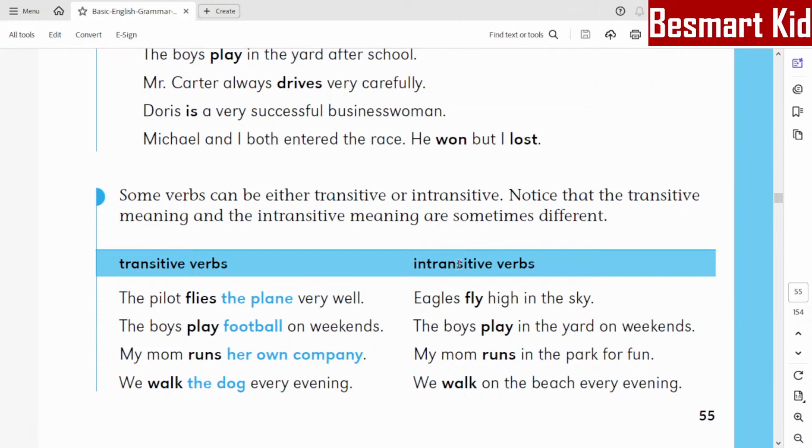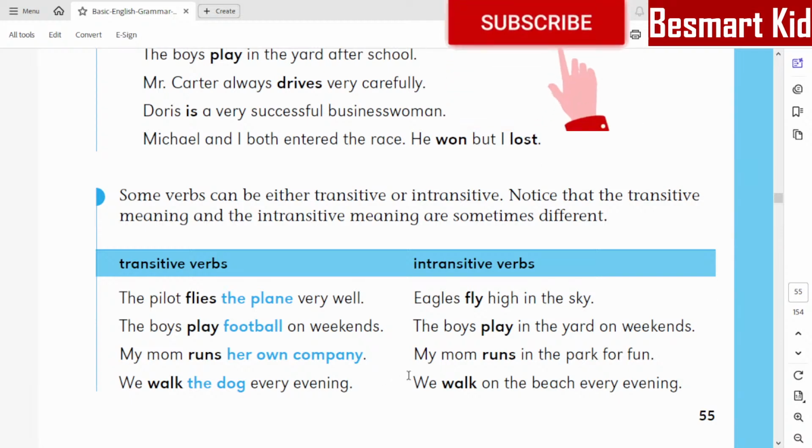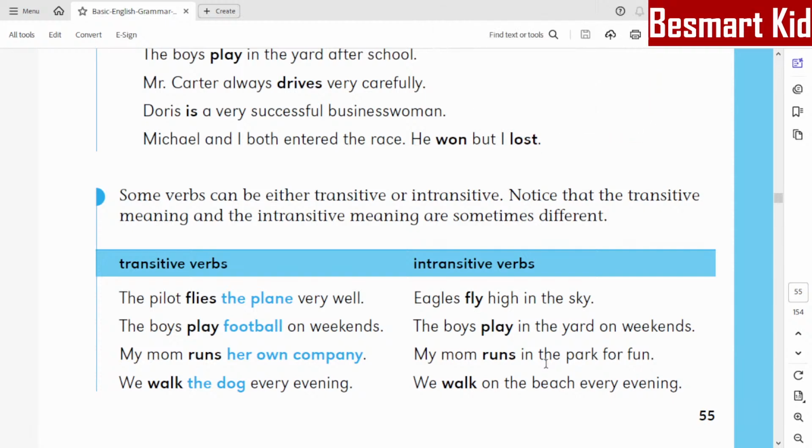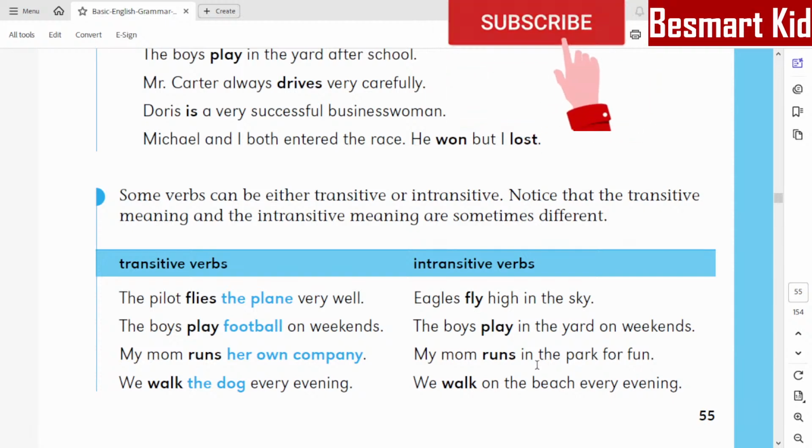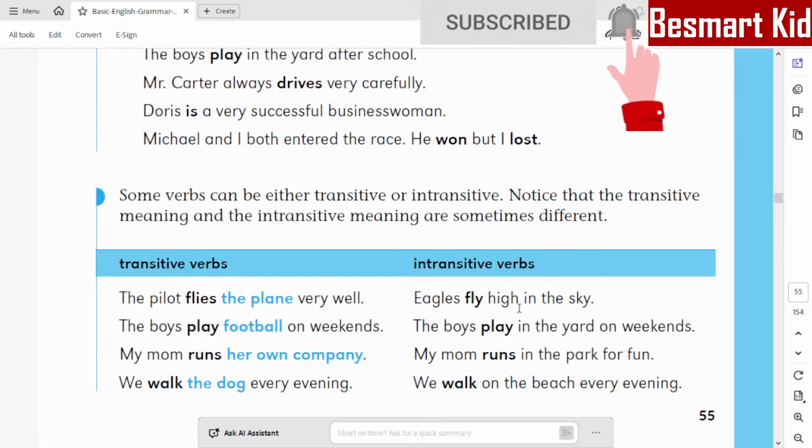Intransitive verbs. The eagles fly high in the sky. The boys play in the yard on weekends. My mom runs in the park for fun. We walk on the beach every evening.